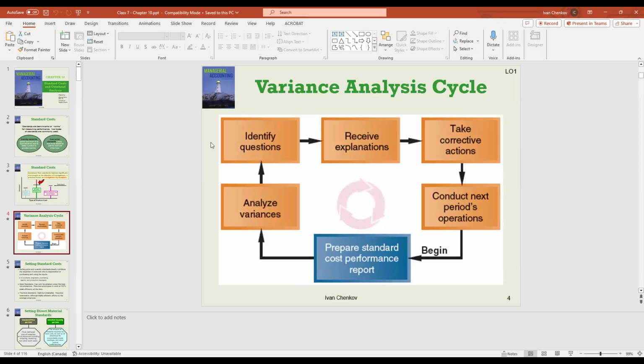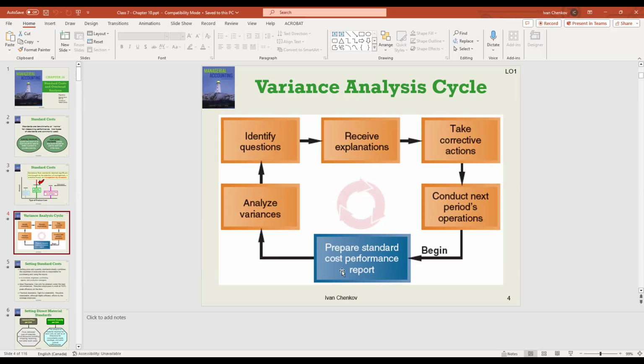What will be the natural cycle for variances? First, remember, everything starts with a report. We have to prepare the standard cost performance report. Once we prepare that report, we're going to compare the actual results with our budget. We're going to see, do we have variances or not? We're going to analyze the variances, and only the significant variances will be the ones that are brought to our attention.